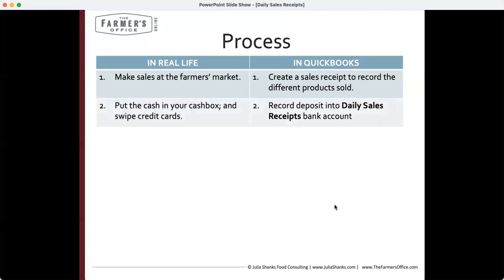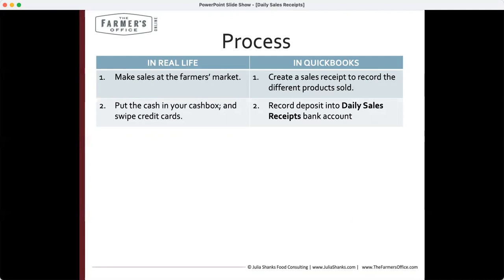So you make the sales, you've created the sales receipt in QuickBooks. And in real life, you're putting the cash into your cash box or cash register, you're swiping credit cards, you're receiving the payments into your business. And in QuickBooks, you're going to take that sales receipt and you're going to record the deposit into a made up bank account called daily sales receipts. Now, I call it daily sales receipts. The account type in your chart of accounts is going to be a bank account. You could also call it your cash drawer.